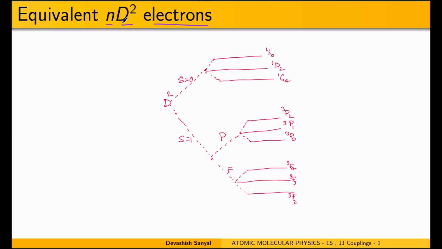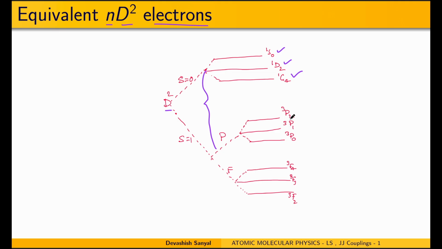So if you do the calculations, then this d2 will be split into, again this is the major splitting, S equal to 0 and S equal to 1. Then S equal to 0 will be split into 1S0, this is spectroscopic notation, 1D2 and 1G4. Here also it is then divided into this P and F state.